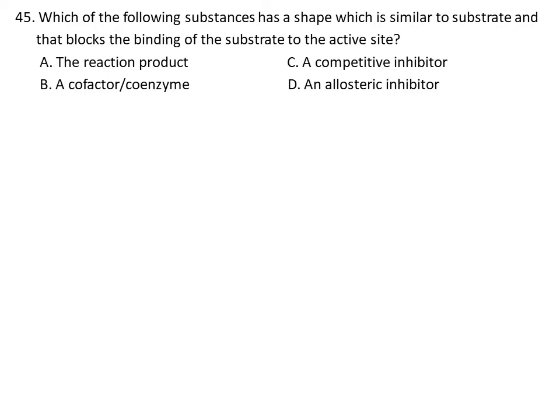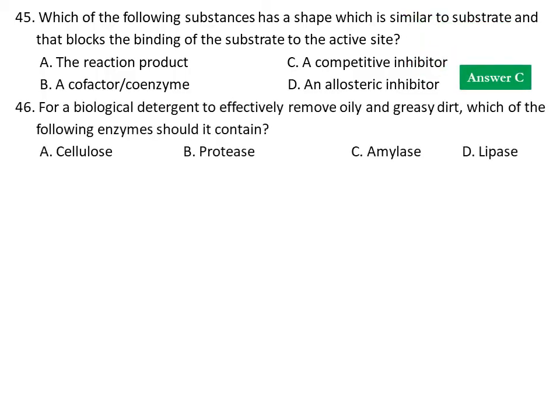Question number 45. Which of the following substances has a shape similar to the substrate and blocks the binding of the substrate to the active site? A. The reaction product. B. A cofactor or coenzyme. C. Competitive inhibitor. D. An allosteric inhibitor. So the answer should be C. Competitive inhibitor.